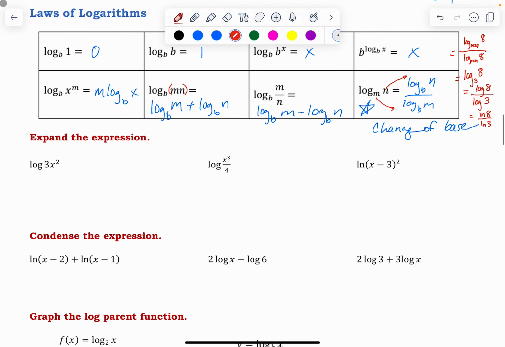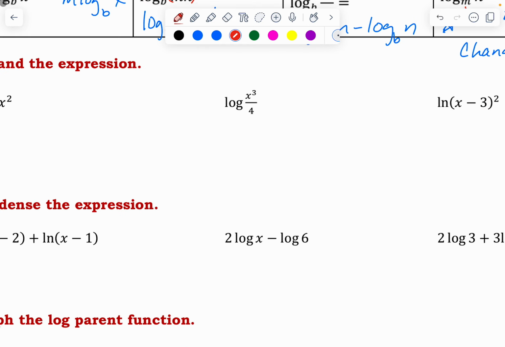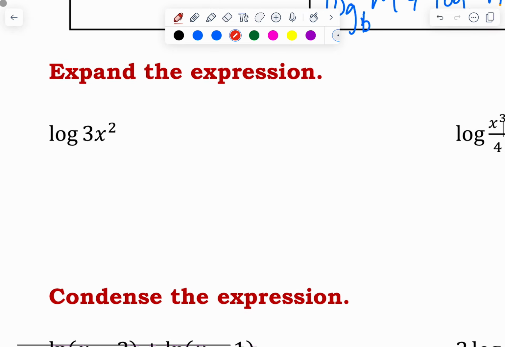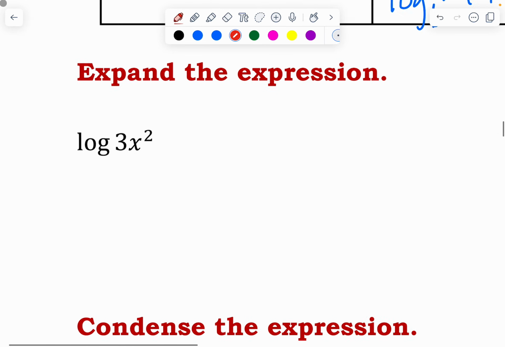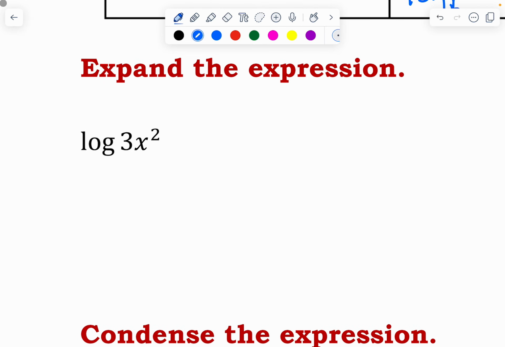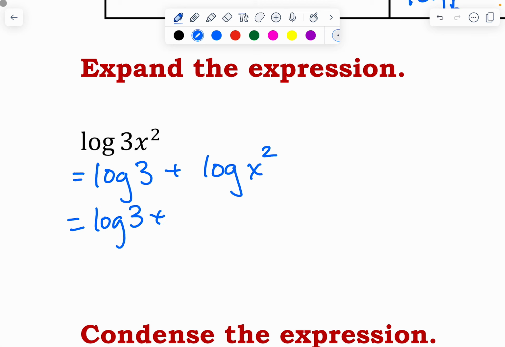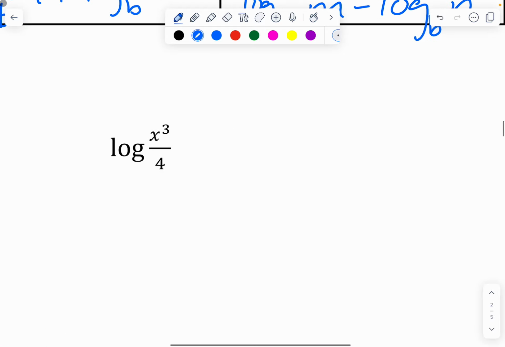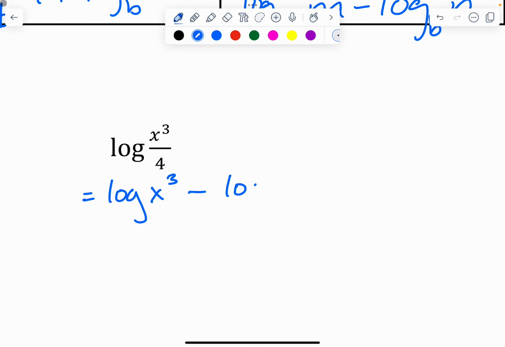Now let's see, so we're going to expand these. What they like to do is they like to have us go back and forth to expand them out or to condense them. So looking at this one, we have the property where I see some multiplication. So multiplication can be split apart with addition. And then I also see that I have this exponent that can come out front. And that's as expanded as we get. Okay, on this one, I see some division, which can be expanded with subtraction. And I now see an exponent that can come out front.